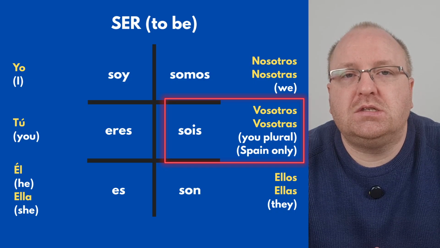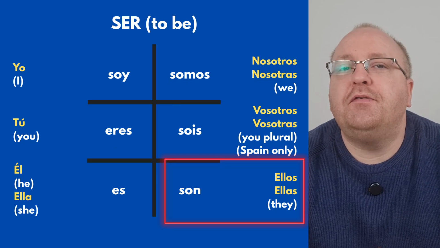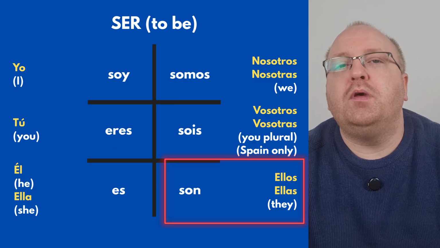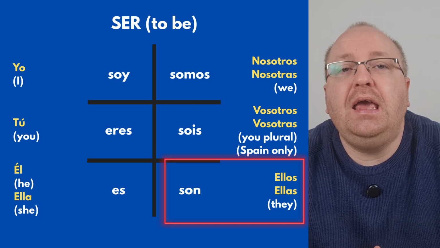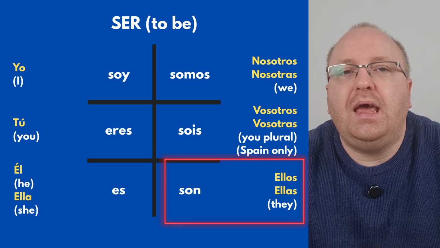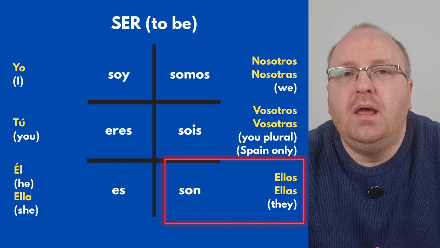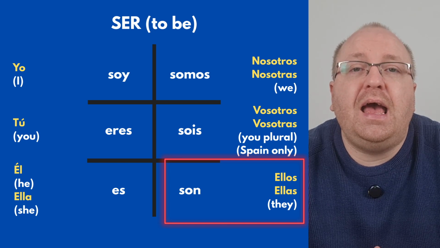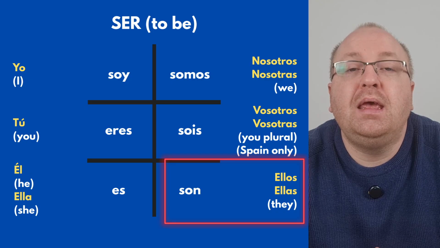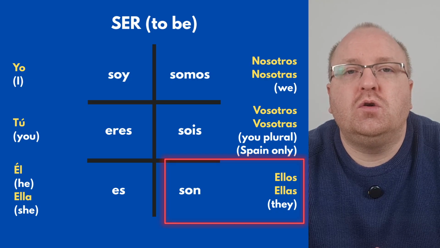Now finally, we have they are. Now if the group that you're referring to is a male or a mixed gender group, then it's ellos son. And if the group is made up of all females, then they are is ellas son.